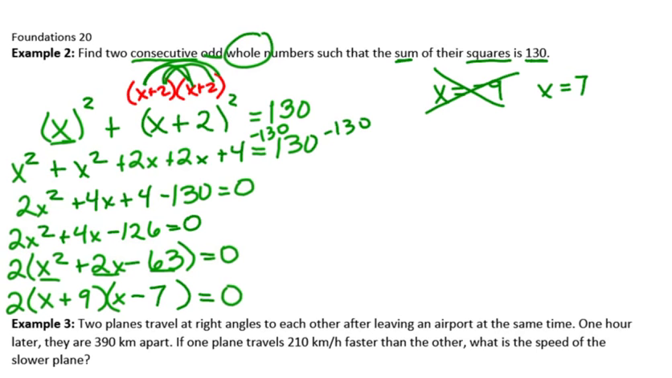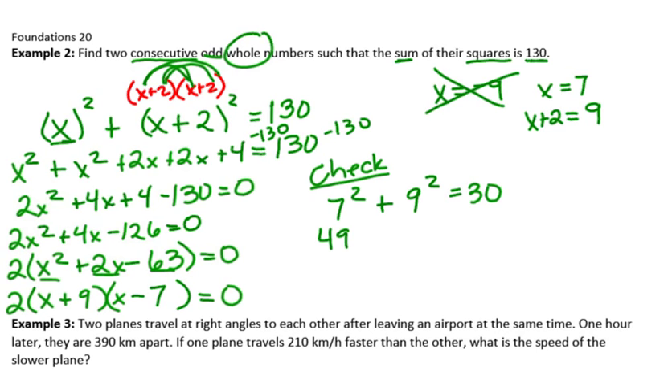So then, what are the two numbers? If x is 7, my next consecutive odd, let's plug that in. If x is our whole number, then x plus 2 would be the next one, which is going to be 9. Let's just double check that that would equal 130. So our check: x squared, so 7 squared, plus x plus 2 squared, our 9 squared, needs to equal 130. 49 plus 81 equals 130. 49 plus 81 is 120 plus 10. Yes, 130 equals 130. Therefore, we are correct.